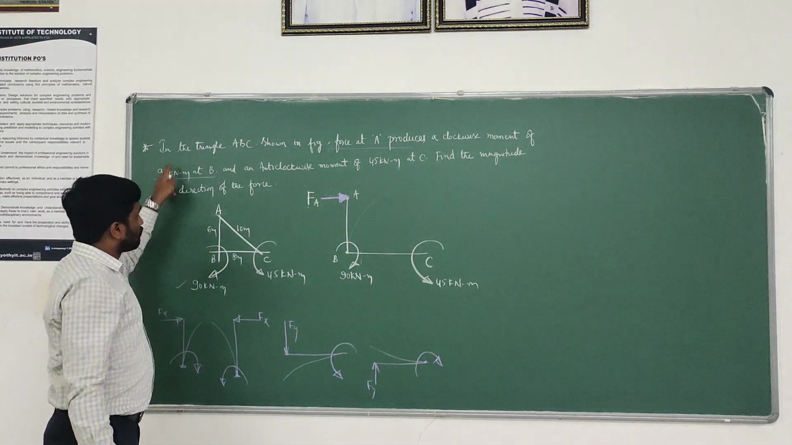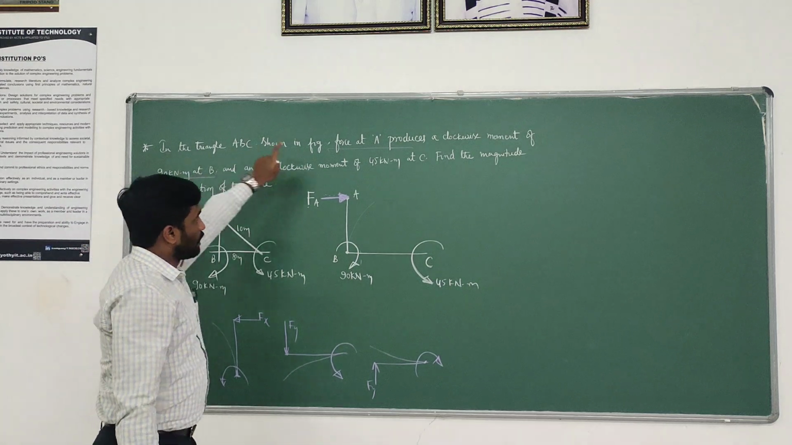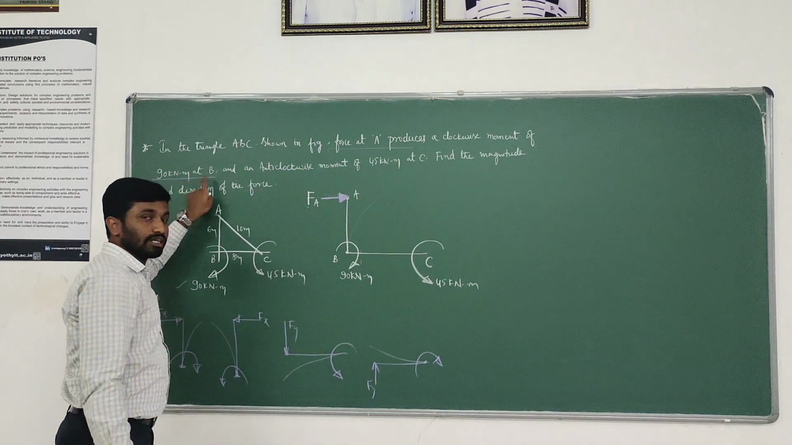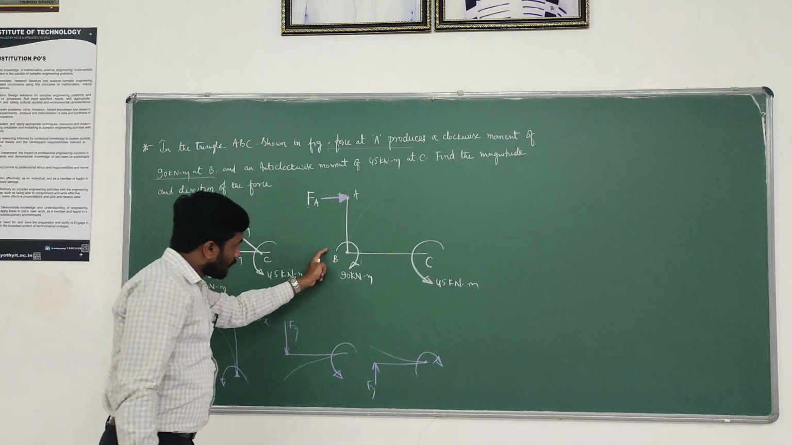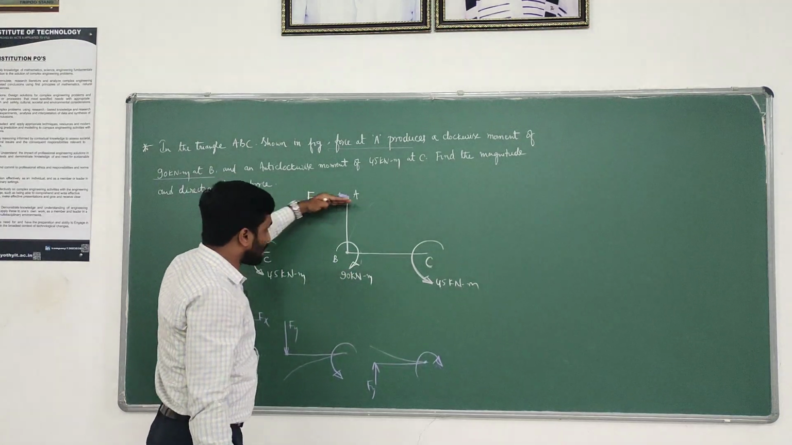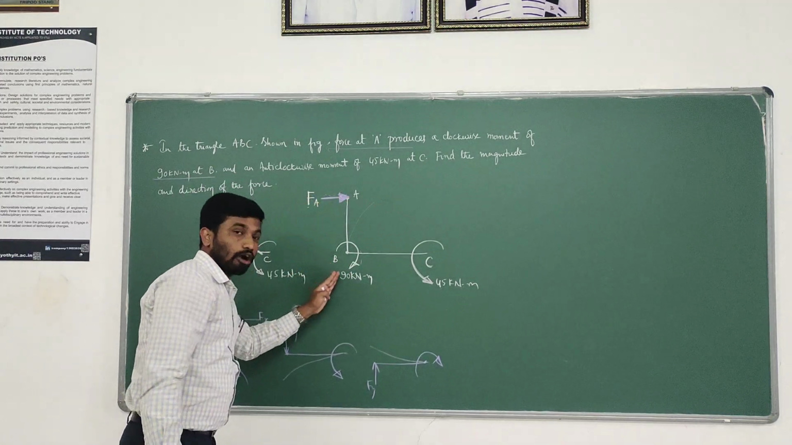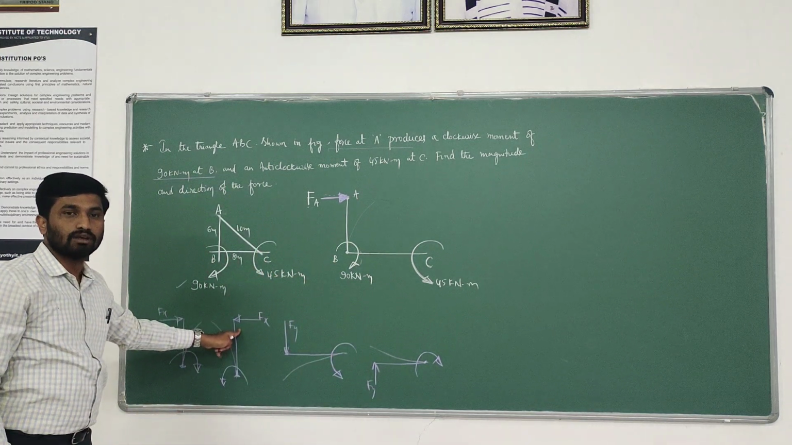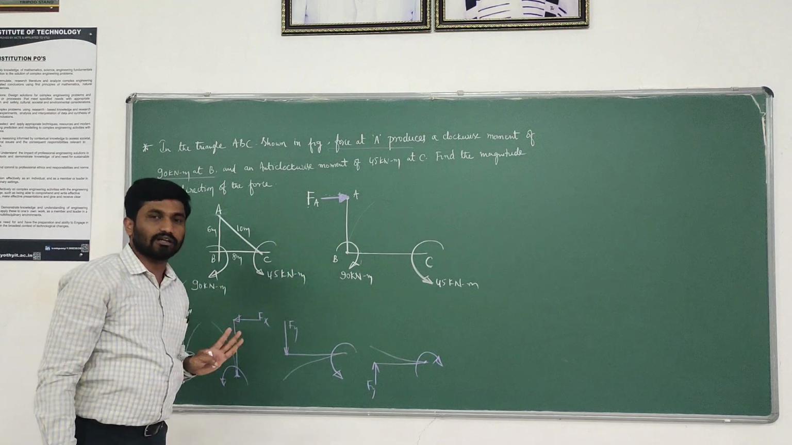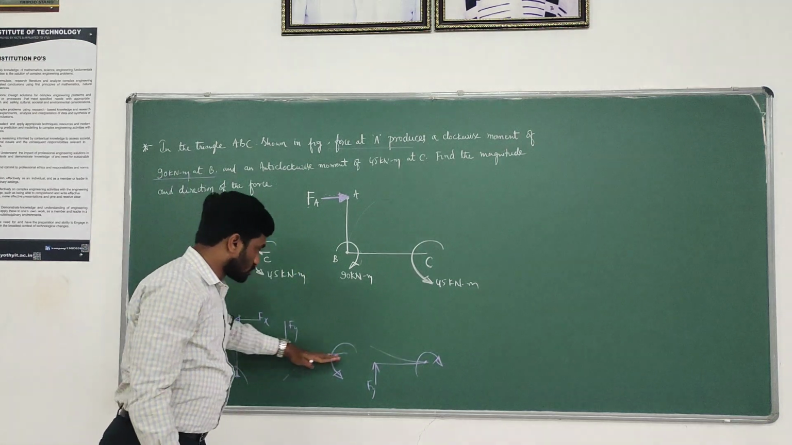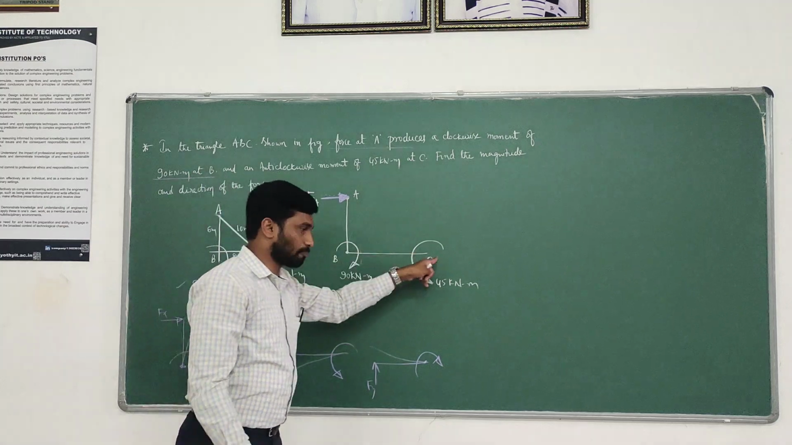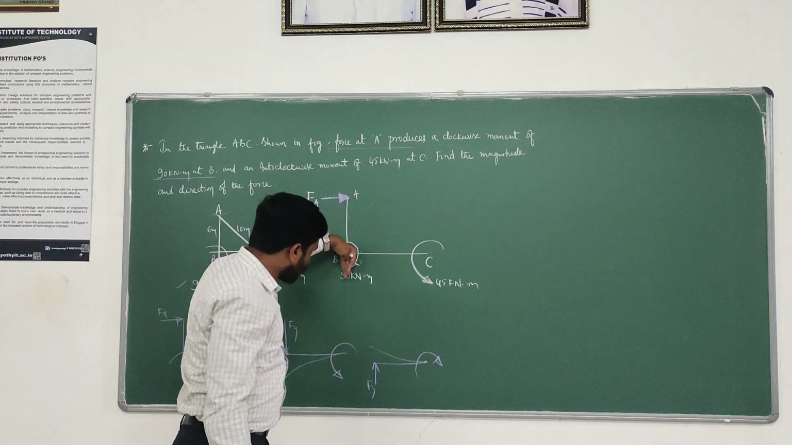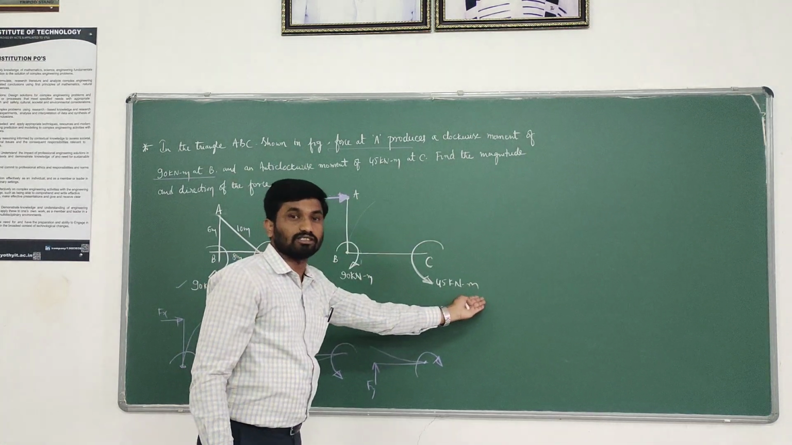Here it is given that if you apply force at A, it produces a clockwise moment of 90 kilonewton meter at B. If you get a clockwise moment, you have to apply the right side force. Instead of clockwise, if they give anti-clockwise, then you have to apply the force in this direction. Please keep this in mind when solving this kind of problem. Now I am coming to the horizontal member. At point C, it is producing anti-clockwise. If you apply a downward force, it will rotate in the anti-clockwise direction.